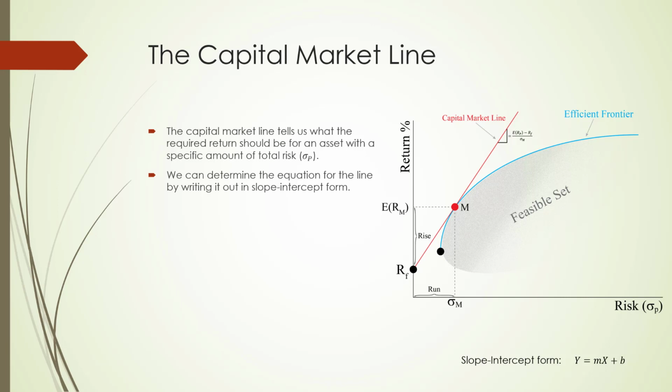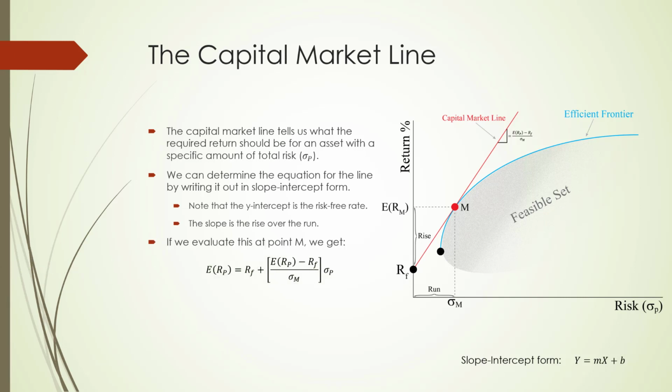And so in this case, at portfolio M, you can see the rise is the expected market return minus the risk-free rate, and the run is the standard deviation of the market minus 0, which is just the standard deviation of the market. So the equation for the capital market line is given here. This is the risk-free rate plus this term in brackets, the expected market return minus the risk-free rate divided by the standard deviation of the market. That's the slope, all multiplied by our x variable, which is the standard deviation of the portfolio.